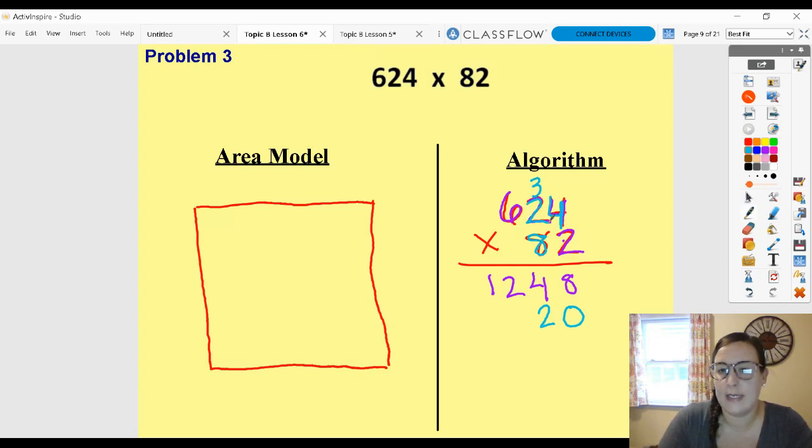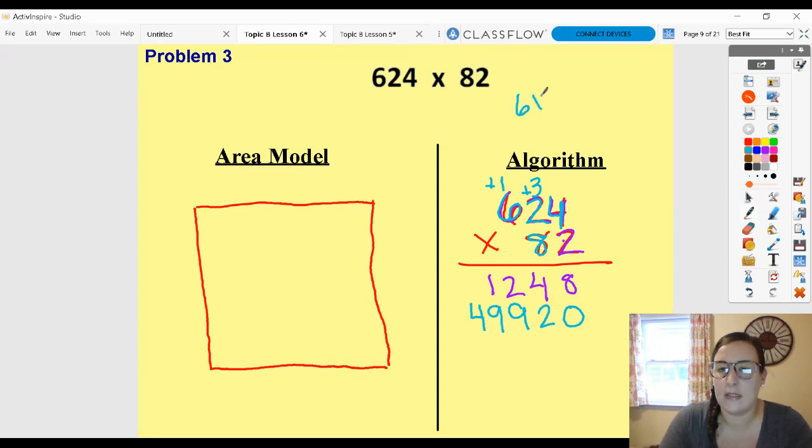So I have my tens place times my tens place. So 2 times 8 is 16. And then I add my carried number up here. So I have 16, 17, 18, 19. And then I need to carry that 1 to the next place value, which is the hundreds. And remember, I add that after I multiply my hundreds place times the tens place. 6 times 8 is 48, 49.